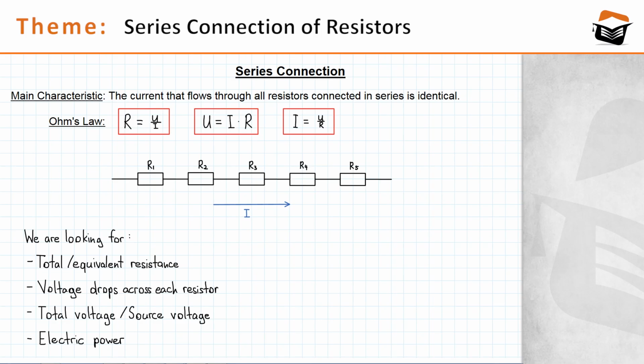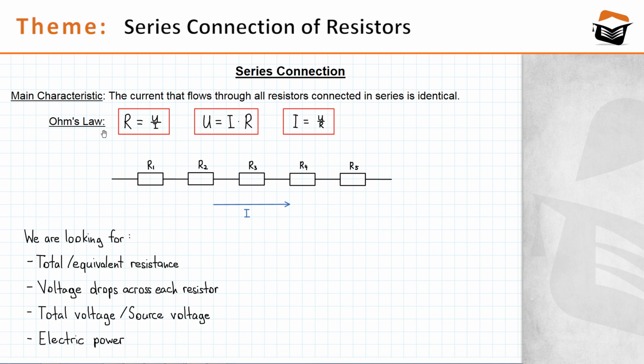First of all, what is a series connection? As the name implies, in a series connection, all resistors are connected in series, one after another, as you can see on this picture. So basically, the resistors are connected like pearls on a string. And all resistors in the circuit are subject to Ohm's law.